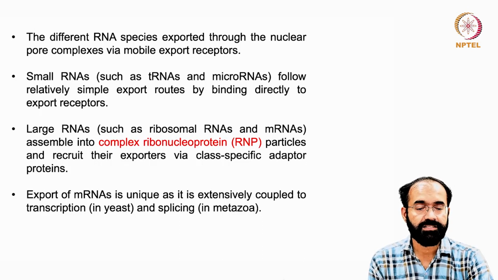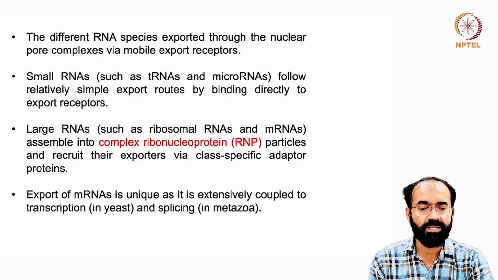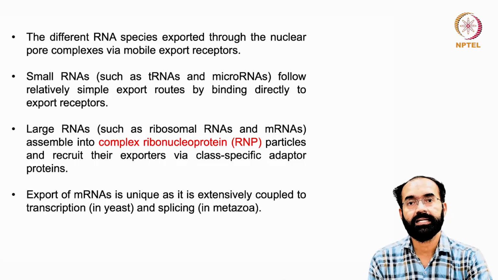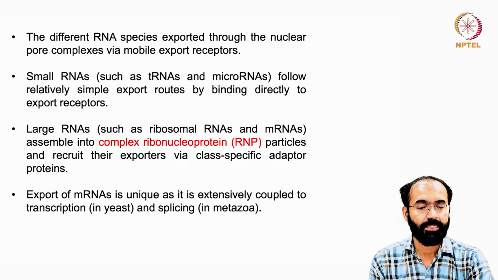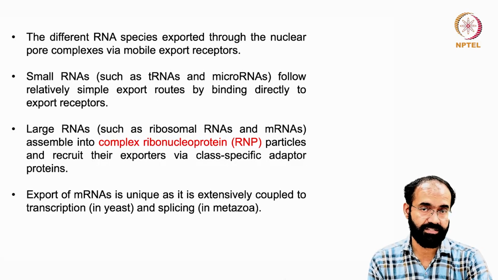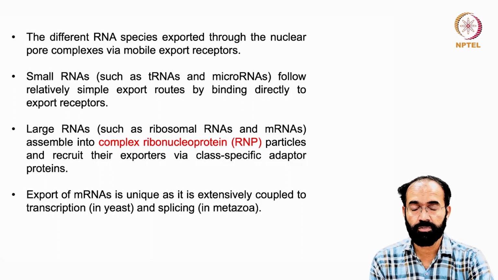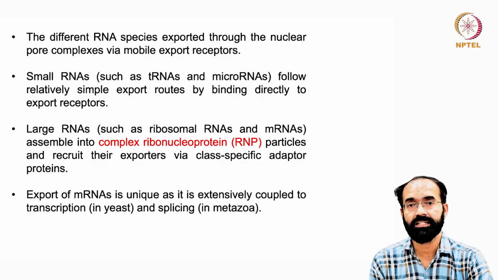Small RNAs such as transfer RNA and microRNAs follow relatively simple export routes by binding directly to the export receptors. And large RNAs such as ribosomal RNA and mRNAs assemble into complex ribonucleoprotein particles to recruit their exporters via specific adapter proteins. That is case by case. They have unique dedicated protein species both in the nucleus and also interacting proteins in the nuclear pore complex.